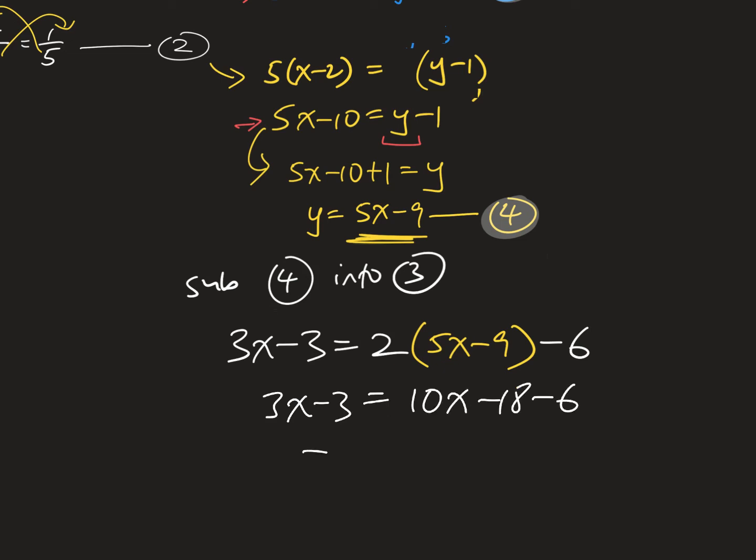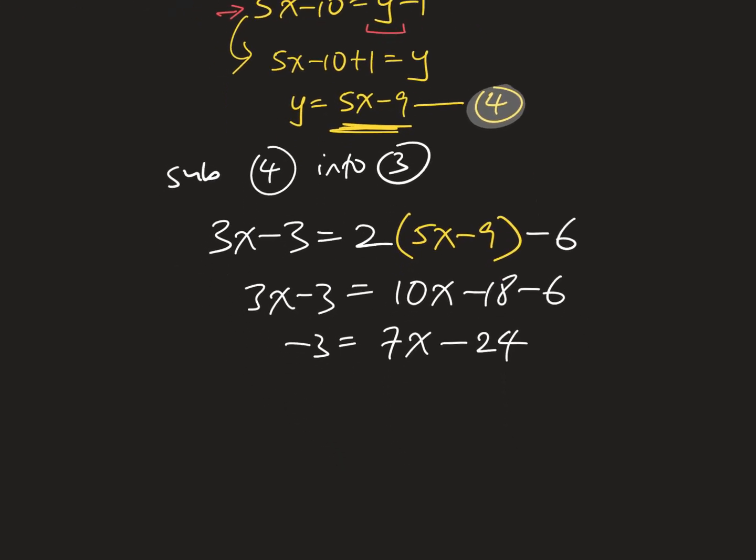And so we have negative 3 equals 7x minus, so negative 18 minus 6 equals negative 24. And so let's add 24 to both sides. 21 equals 7x. And so 21 divided by 7 gives me 3 for x. I like to write it as x equals 3.